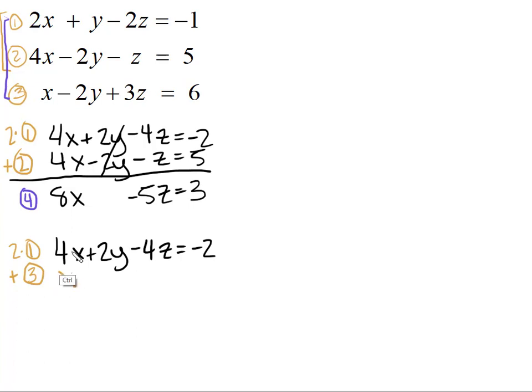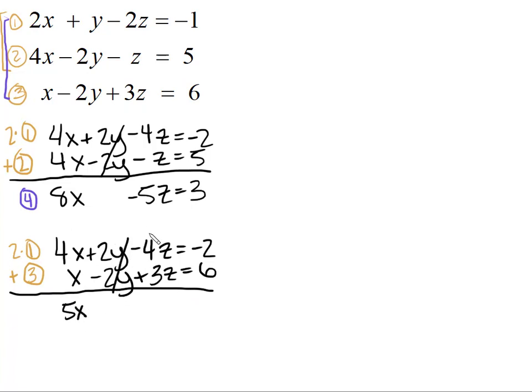But I have x minus 2y plus 3z equals 6. So this is just the exact same as equation 3. All right, and we're going to add these together. 4x and x makes 5x. My negative 2y and positive 2y cancel. And I end up with negative 1z equals positive 4.